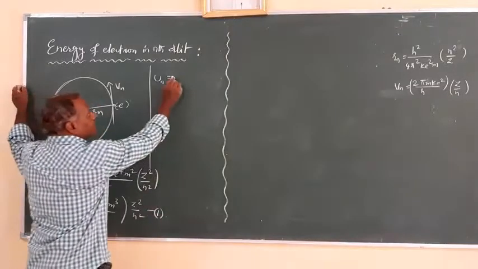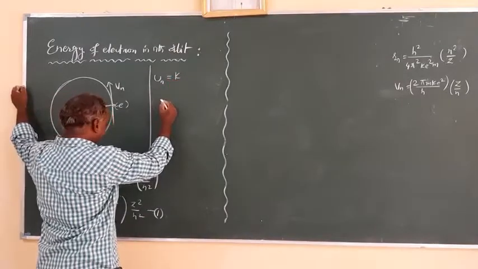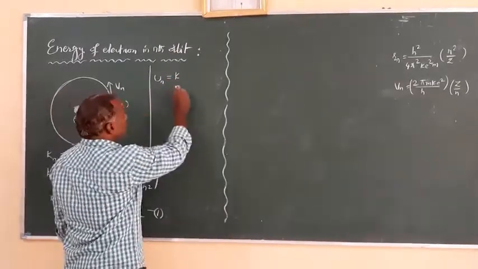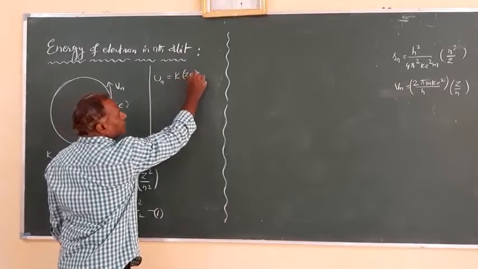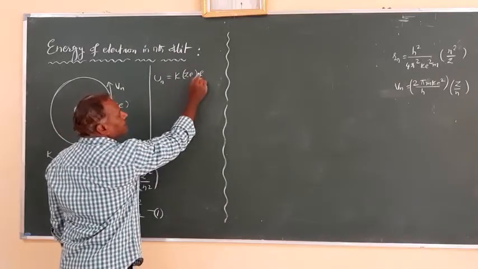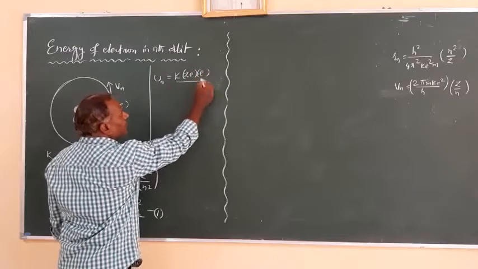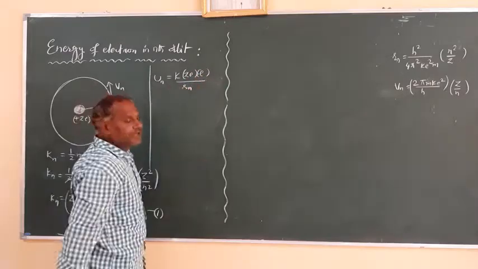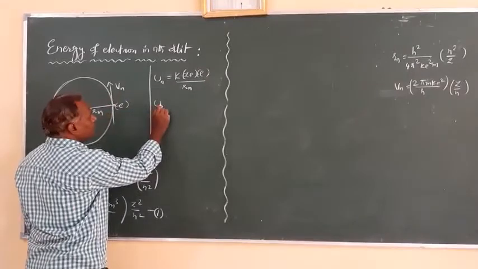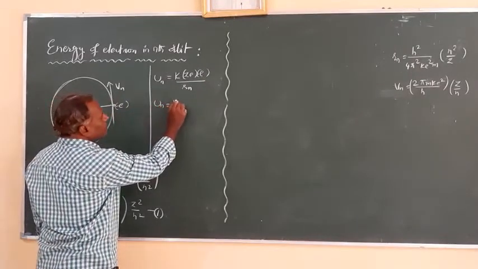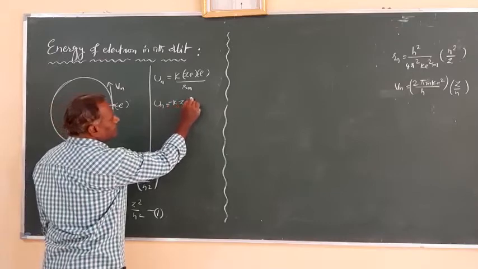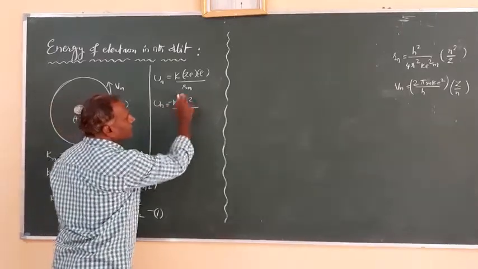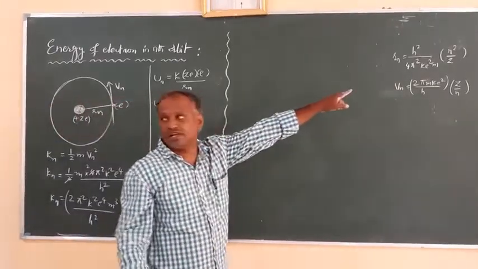So I can write here 1 by 4 pi epsilon naught is K, so it is K into Q1 Q2, that is Z E and E, and it is minus Z E square upon Rn. Now I can write Un is equal to minus of K Z E square upon Rn. Rn we have already studied in the last video.